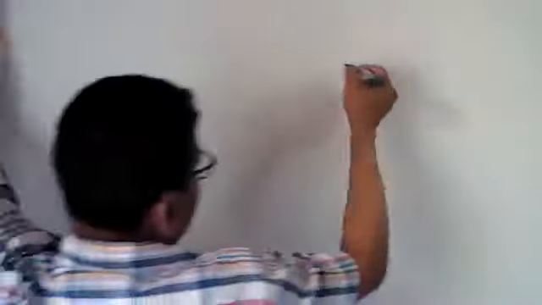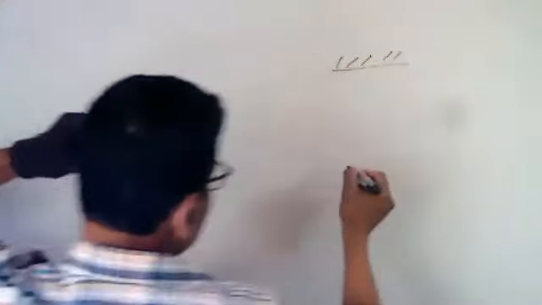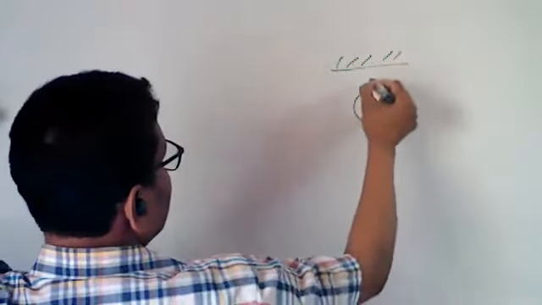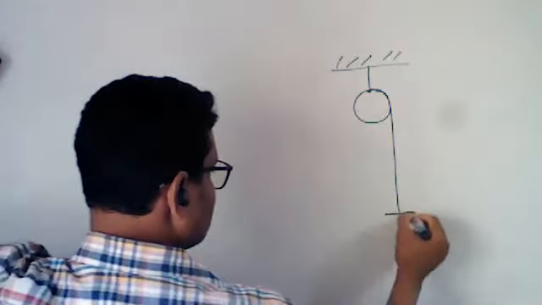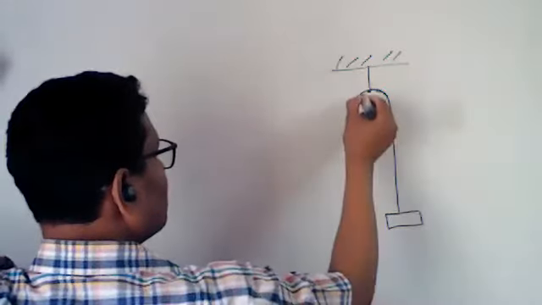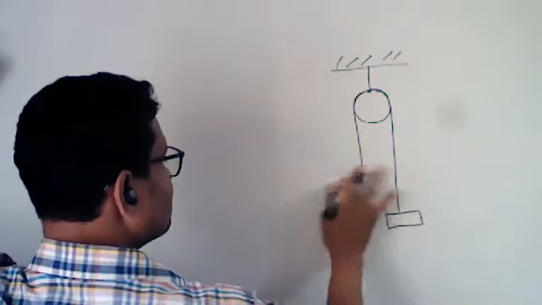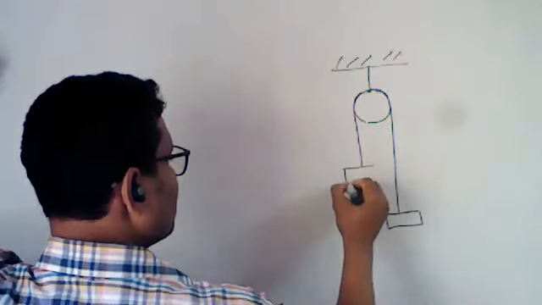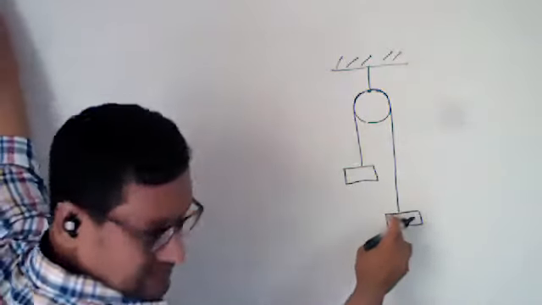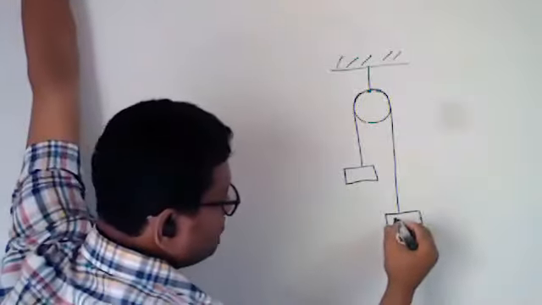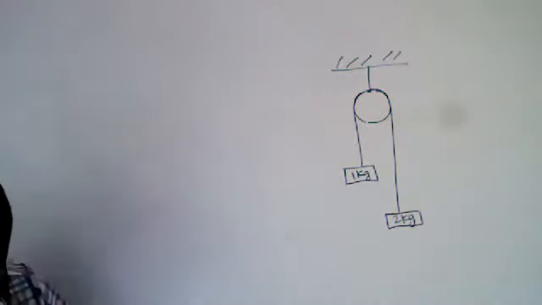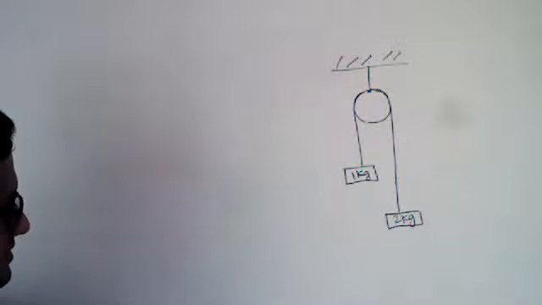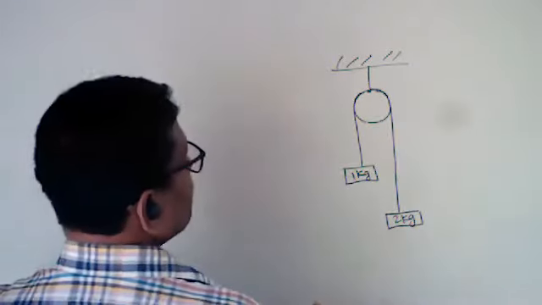Suppose this is the pulley. Here there is a mass. What is the mass in this case? 2 kilogram. And this one is 1 kilogram. When the mass goes down 4 meter. Yes sir, the 2 kg mass goes down 4 meter.